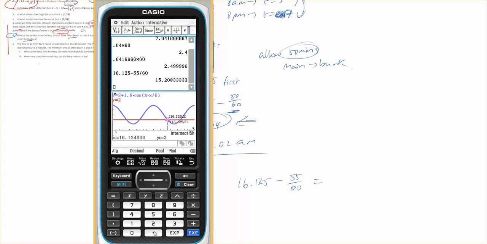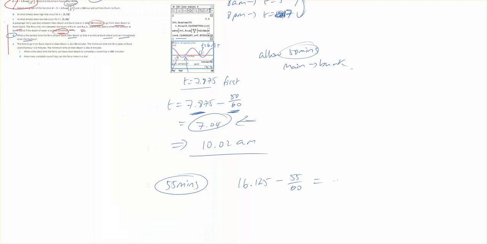That gives you 15.208. So 0.208 times 60, I need to convert to minutes, is 12.48, so 13. And t equals 15 corresponds to 6 p.m., so the time is 6:13 p.m.